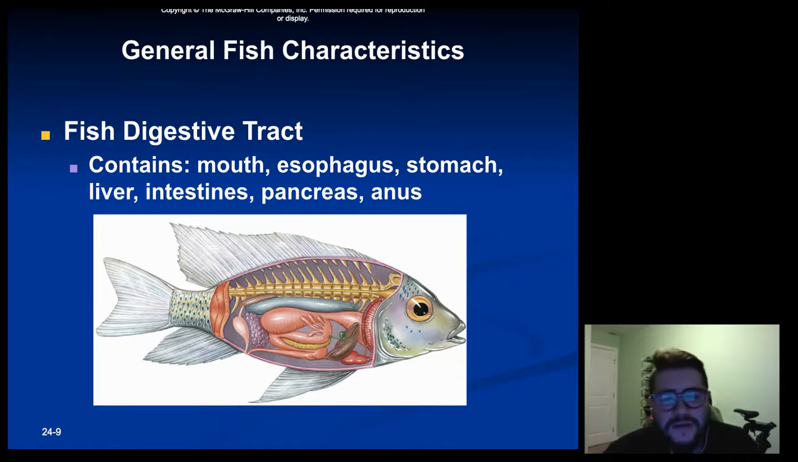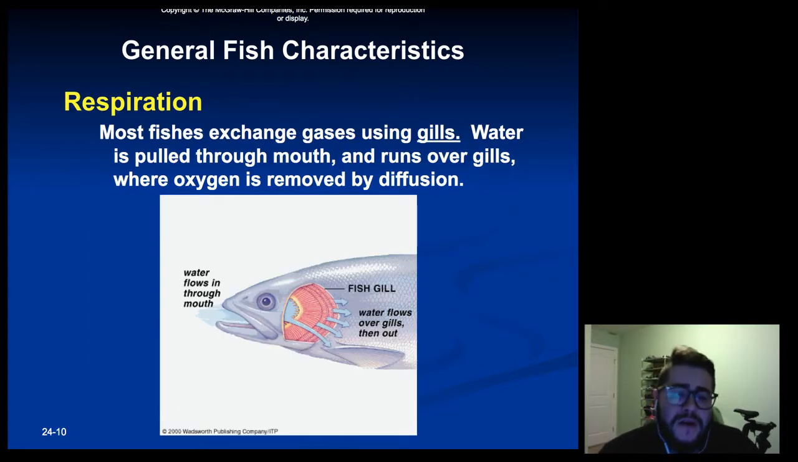Some basic features of the fish anatomy. This is the fish digestive tract. It has a mouth, esophagus, stomach, liver, intestine, pancreas, and anus. Very similar to all of the same parts you have.